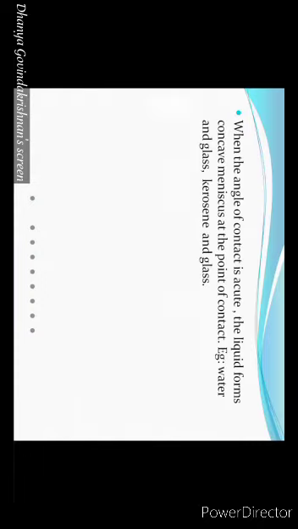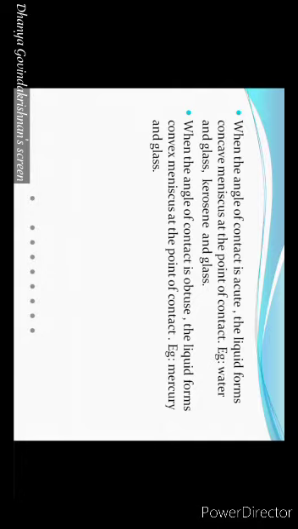So, when the angle of contact is acute, the liquid forms a concave meniscus at the point of contact. Example, water and glass, kerosene and glass, etc. Second, when the angle of contact is obtuse, the liquid forms a convex meniscus at the point of contact. Example, mercury and glass.